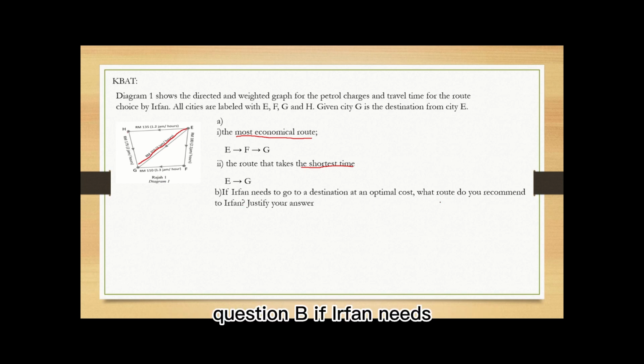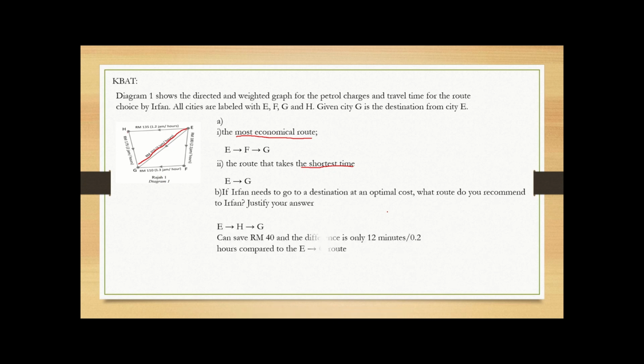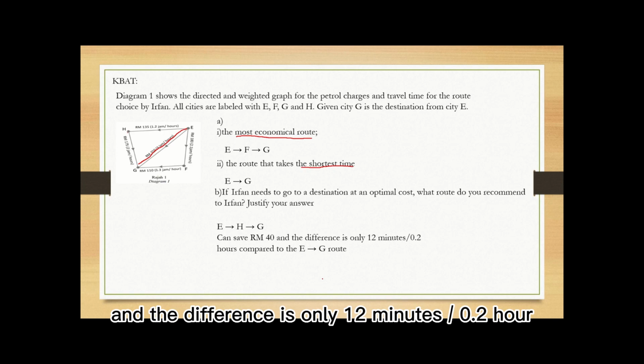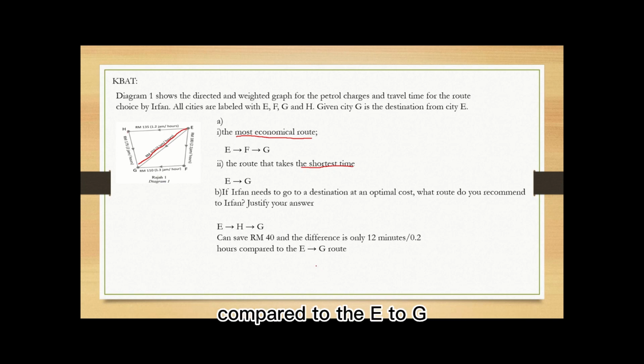Question B. If Aphone needs to go to a destination at optimal cost, what route do you recommend to Aphone? Justify your answer. The answer is E to H to G. It can save RM40 and the difference is only 12 minutes, 0.2 hours, compared to the E to G route.